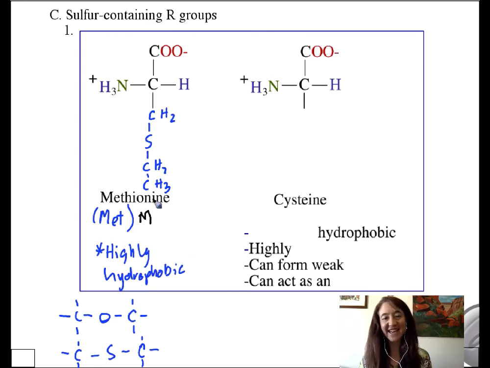My pen likes to change color on me sometimes, so get used to it. It's black and blue. So recognizing then that methionine has a thioether.